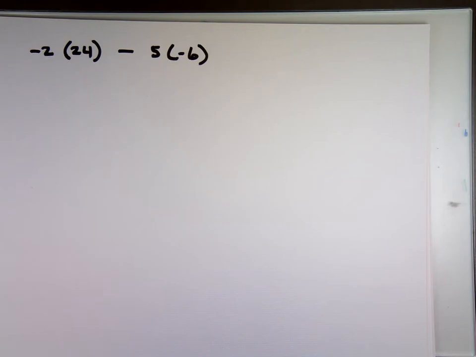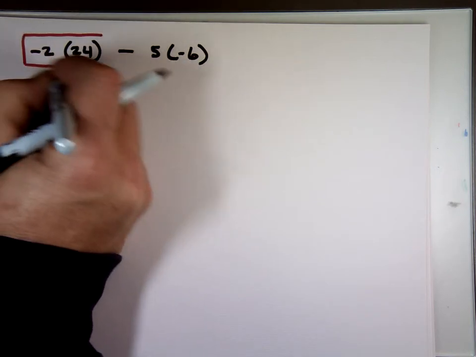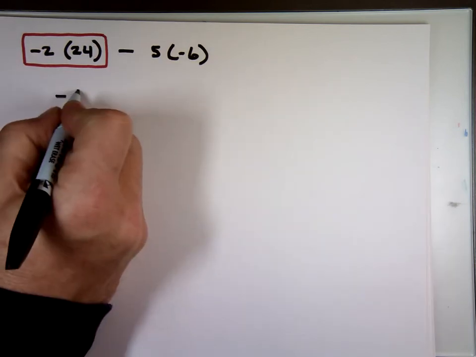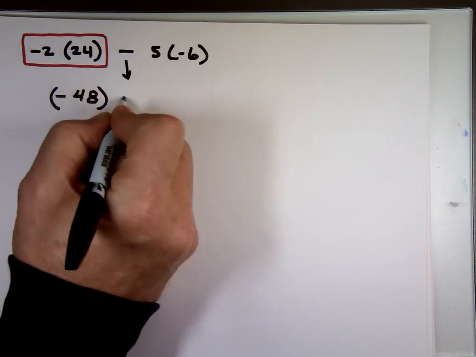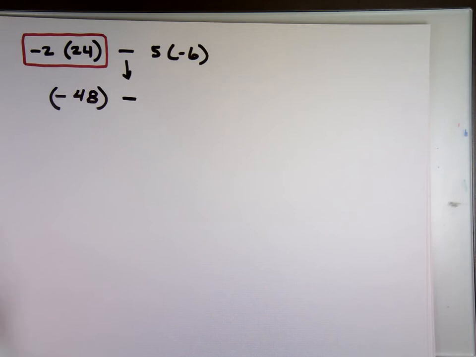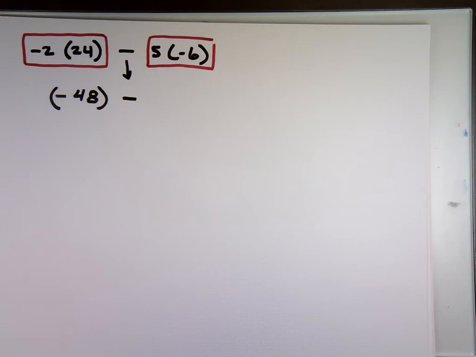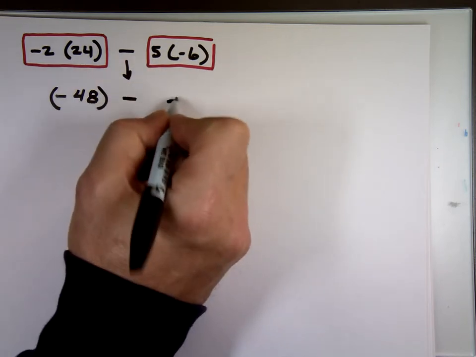Do you see any exponents there? No. Any multiplications or divisions? Yes, left to right. You got to do this one first. A negative number times a positive number, they're different signs. The result is what? Negative 48. There's the minus sign. I also see another what? Multiplication. A positive times a negative. Different signs, the result is what? Negative 30.